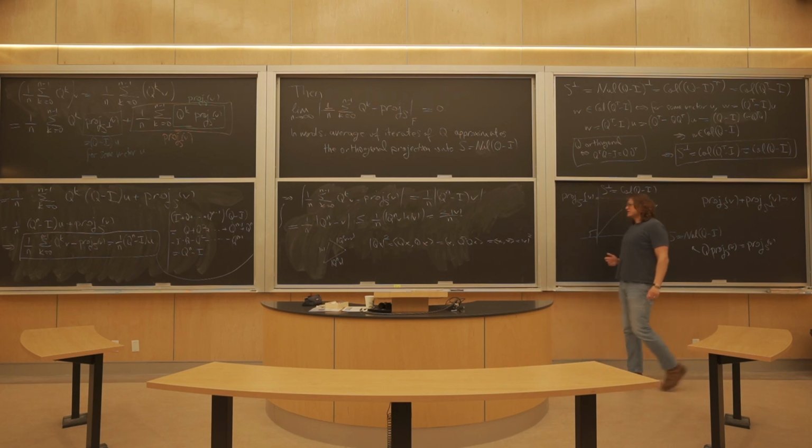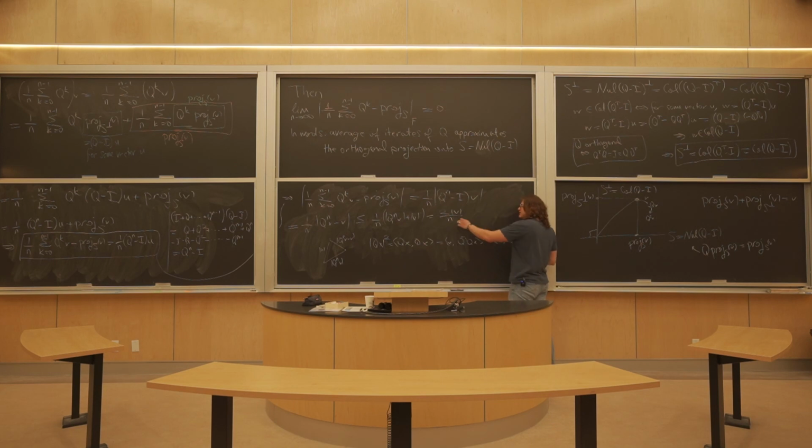So you see, that error that I was trying to control is bounded from above by an expression that decays with n. So if I were to take n to infinity, this is going to go to 0. And that's the end.